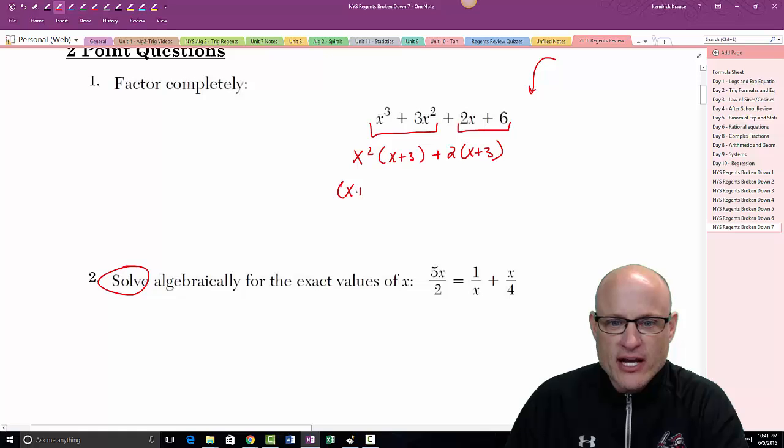So my first parenthesis is x plus 3. Take that away. Take that away. What's left over is x squared plus 2. Done.